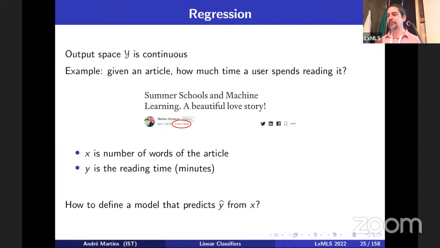Okay, so if you had like 5 minutes to solve this problem, how would you do that? Anyone? Any suggestion? Yeah. Count the average seconds per word. Okay, yeah. So, let's assume that you collected some data. So you have some pairs X, Y, and now you want to come up with a model that predicts Y when you're given a new document. You can do something like what you are suggesting, but using your data to learn your model.